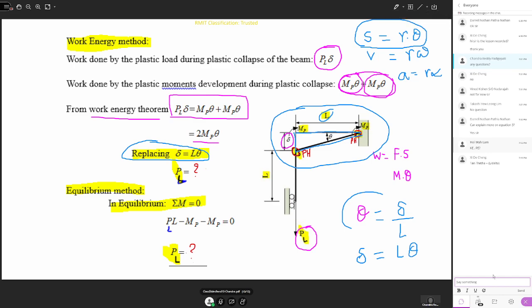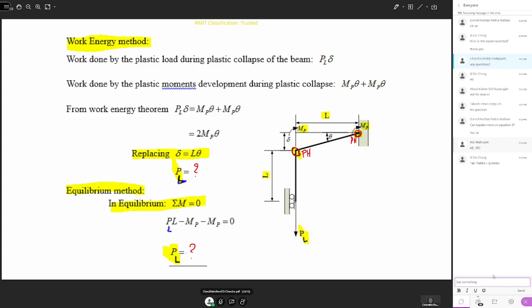So now find an expression for PL, guys. I clear everything from here. Now your job is to find PL. This is the guiding equation: PL into delta is equal to 2 MP into theta.